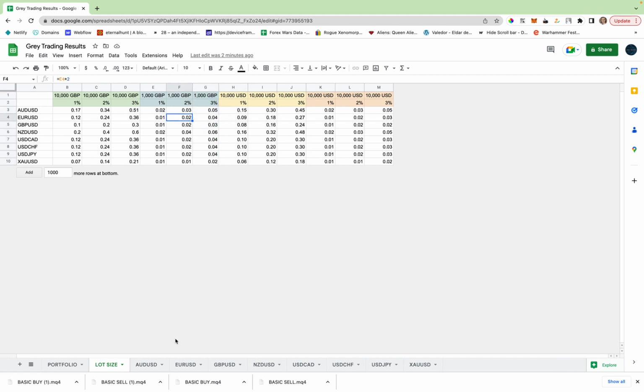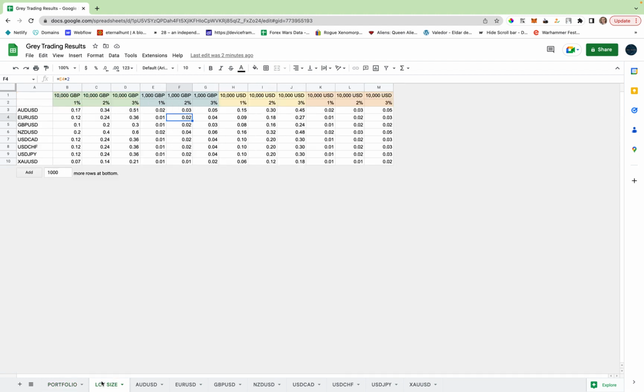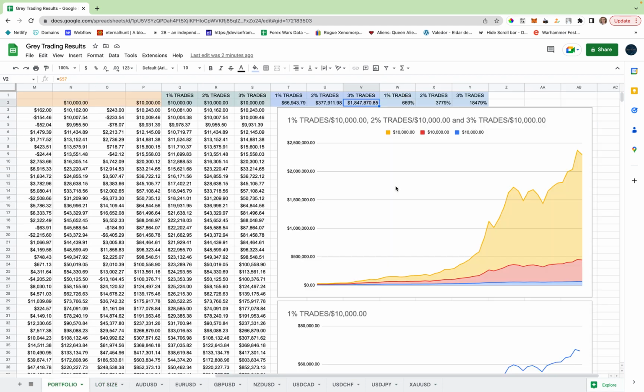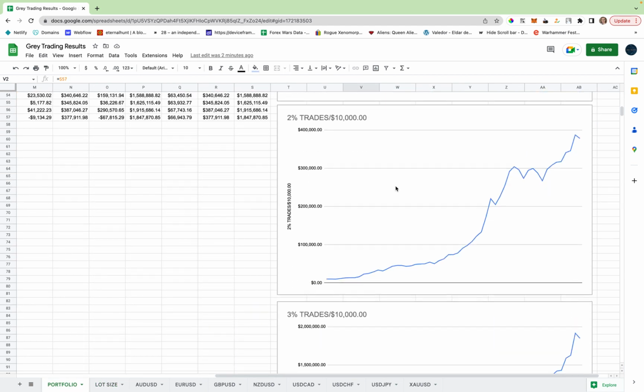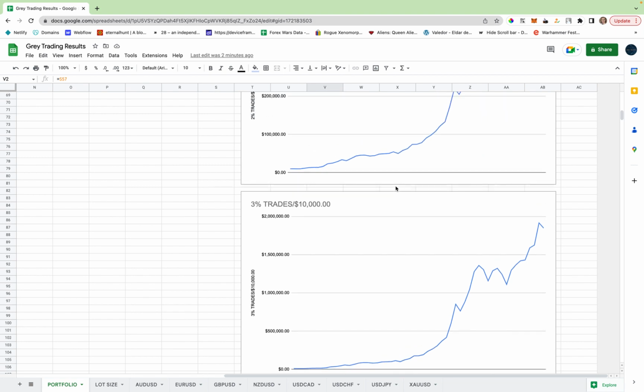You don't need to use as much as that, as we've already analysed. On this strategy, we can make 18,000% using 3% per trade over a year. So I think that speaks for itself. The 3% one seems reasonable, and the 2% one seems reasonable as well.